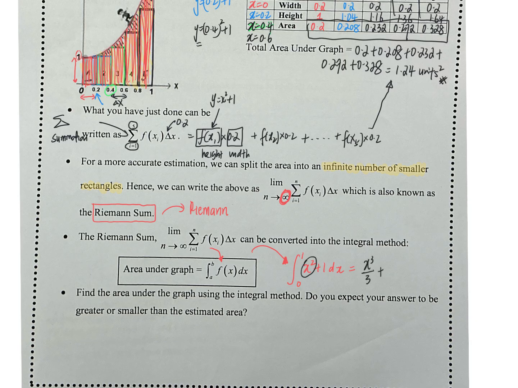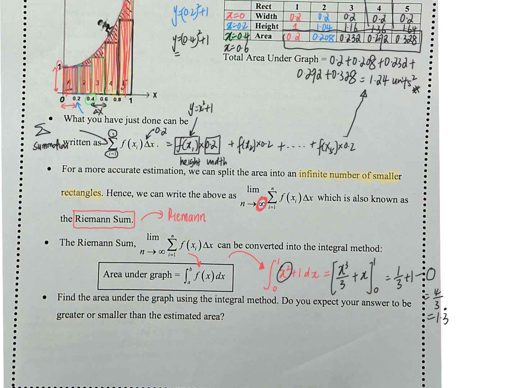Plus x. And then just sub in 1 and 0. No plus c. So you get 1/3 plus 1 minus 0. So it's 4/3, which is 1.3 recurring. So it is correct that the actual area is bigger.